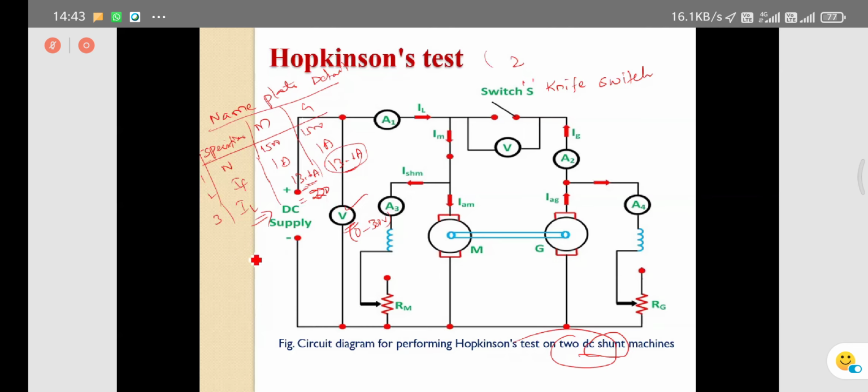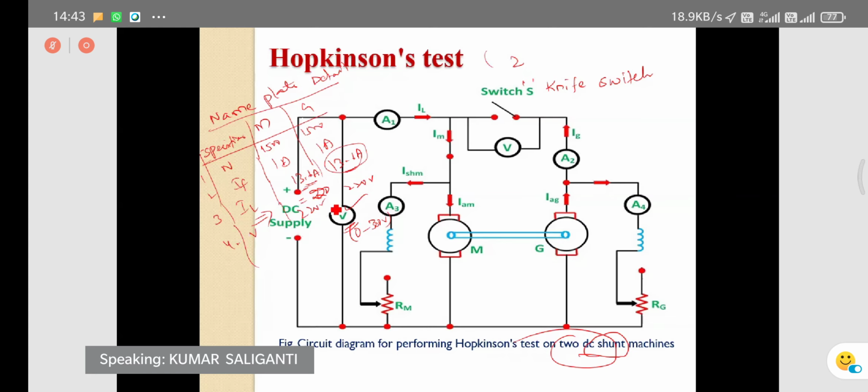Next, what about the voltage? The fourth one is voltage. What about the voltage here? 220 here, and here also 220. These are the nameplate details of this Hopkinson test here. Okay, what about the power supply?